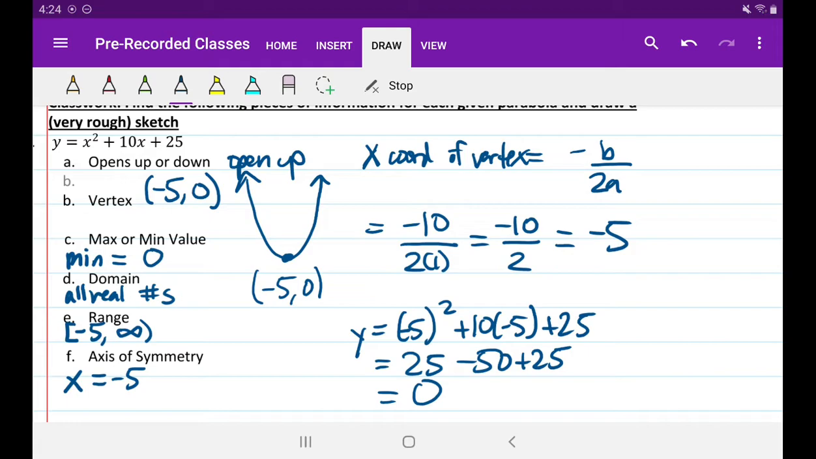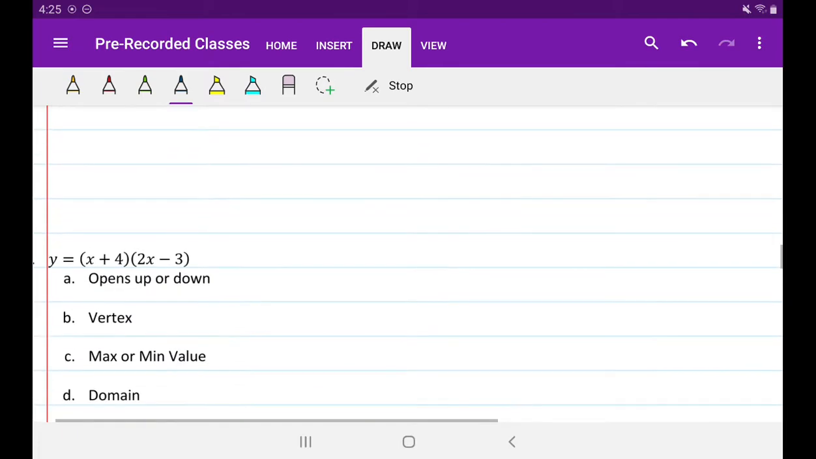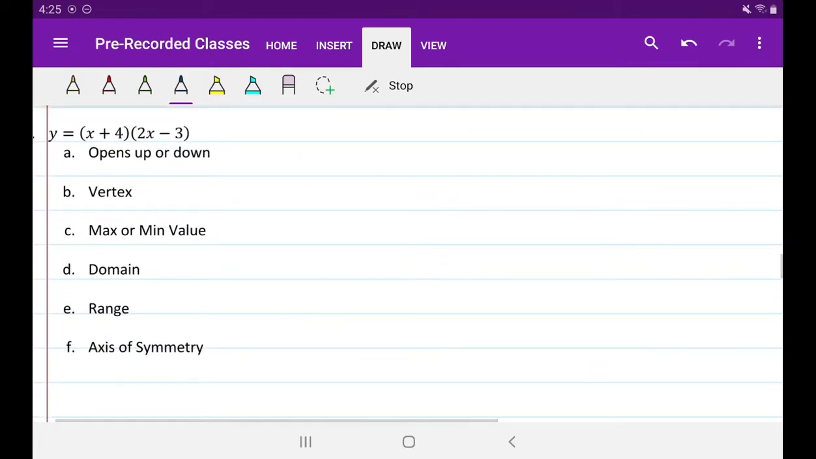Okay, so let's see, let's go on to number 2. So number 2 looks a little different. So we're going to have to FOIL that one out to get some answers here. So let's see.